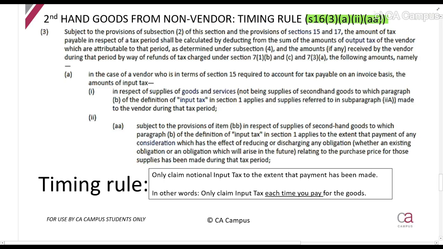It says, such as the provisions of subsection 2 of this section and the provisions of sections 15 and 17, the amount of tax payable in respect of a tax period shall be calculated by deducting from the sum of the amounts of output tax of the vendor which are attributable to that period as determined under subsection 4, and the amounts received by the vendor during that period by way of refunds, the following amounts, namely, in the case of a vendor who is, in terms of section 15, required to account for tax on the invoice basis, the input tax.